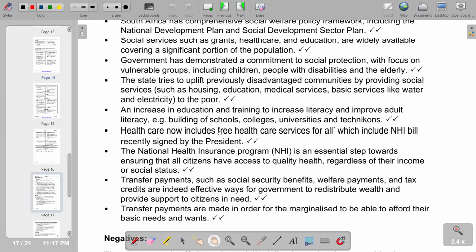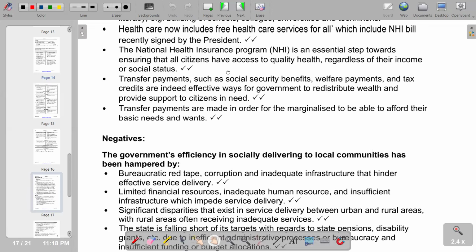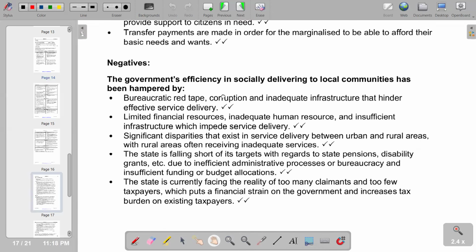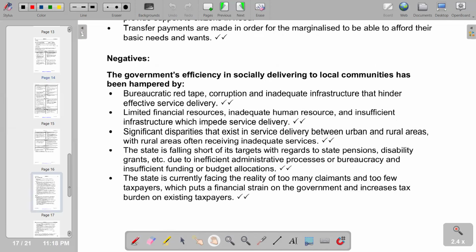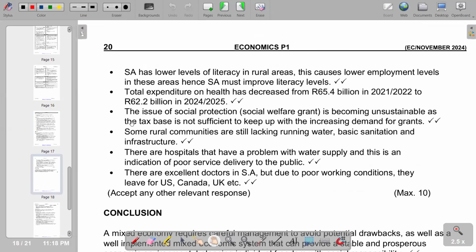And of course, we also have the negative part. The continuation of the negative part. So, as I say, obviously, we are going to end with our conclusion.